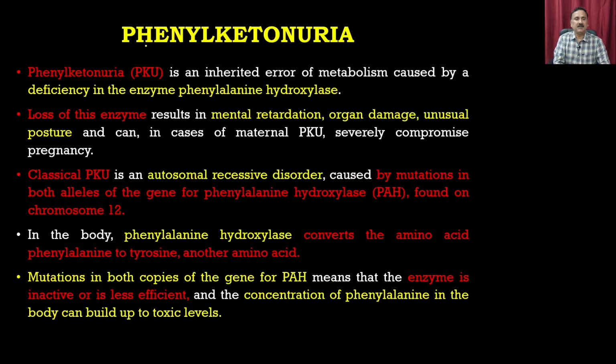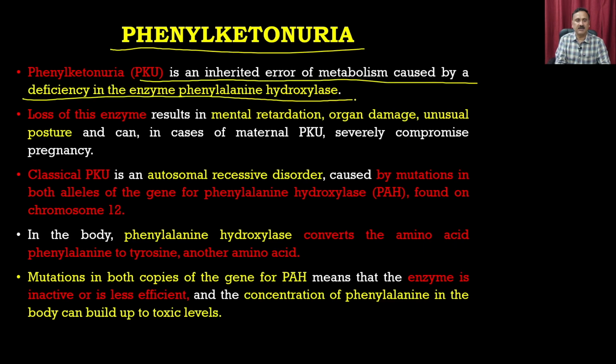Then the second disease is called phenylketonuria. Phenylketonuria is an inherited error of metabolism caused by a deficiency in the enzyme phenylalanine hydroxylase.